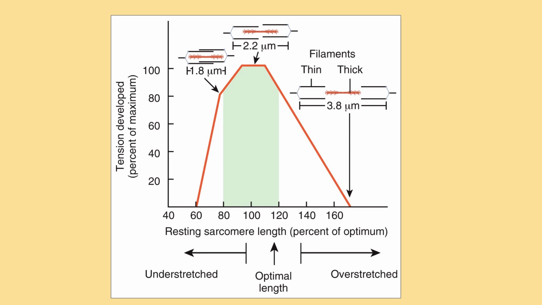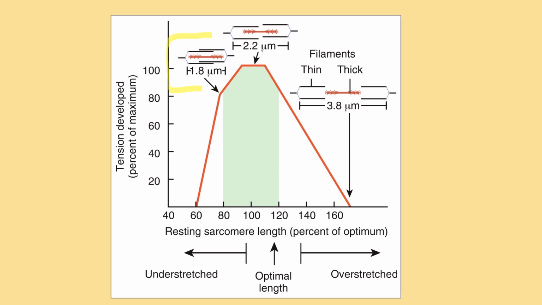And then in the middle there, we have the optimal length. The optimal length of a sarcomere is the length at which maximal muscle contraction is possible. Notice that for understretched and overstretched, we never achieve 100% of maximum tension, but we do achieve 100% of maximal tension when the sarcomere is at the optimal length. So let's actually look at some sarcomeres here, and let's look at what's happening in this understretched sarcomere.